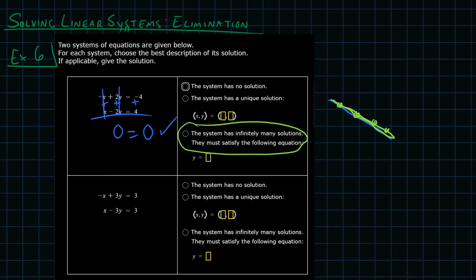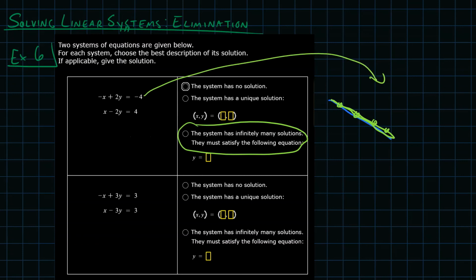Now, for this particular problem, it also wants us to find the equation that these both are equal to. And it's asking us to solve for y. So we can take one of our equations, doesn't matter which one, and solve for y. So in this case, we can add x to both sides, giving us 2y is equal to x minus 4.